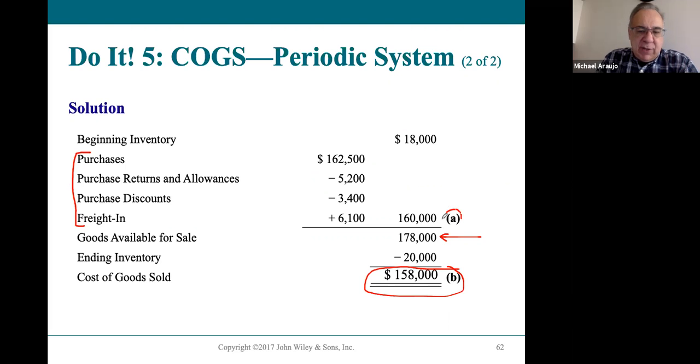So again, the purchases thing here simply is that first thing. You bought this stuff, you sent some back, you took some discounts. We subtract it because it lowers the cost of inventory. But then we have to pay for freight. So the way we look at it in accounting, your inventory costs more, and so we add it to the inventory. That's where that comes from. 160 and 18 is the 178. That's all the goods that are available. At the end of the period, you looked around, you only had 20,000 of this stuff left. That means you sold the rest, cost of goods sold.